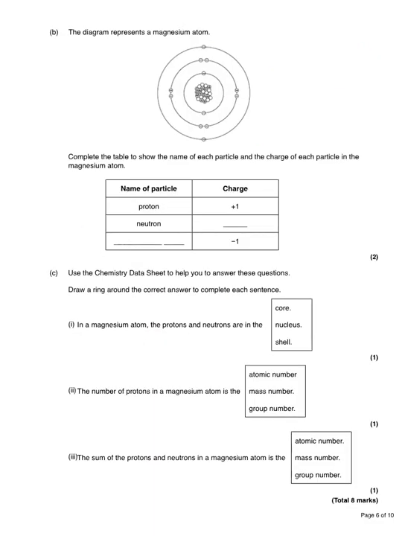Again, we've done a few similar questions to this. So neutrons have no charge, and electrons have -1. Drawing around the correct answer to complete the sentences. In magnesium atoms, the protons and neutrons are in the keyword is nucleus. The number of protons in a magnesium atom, so the number of protons is called the atomic number. And the sum of protons and neutrons is called the mass number.